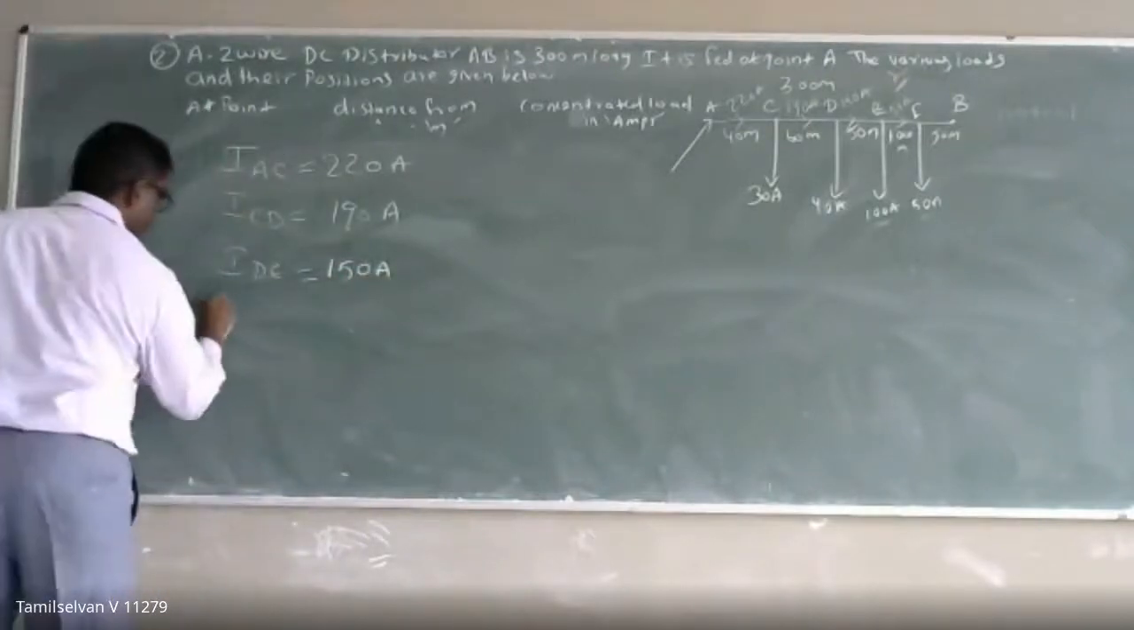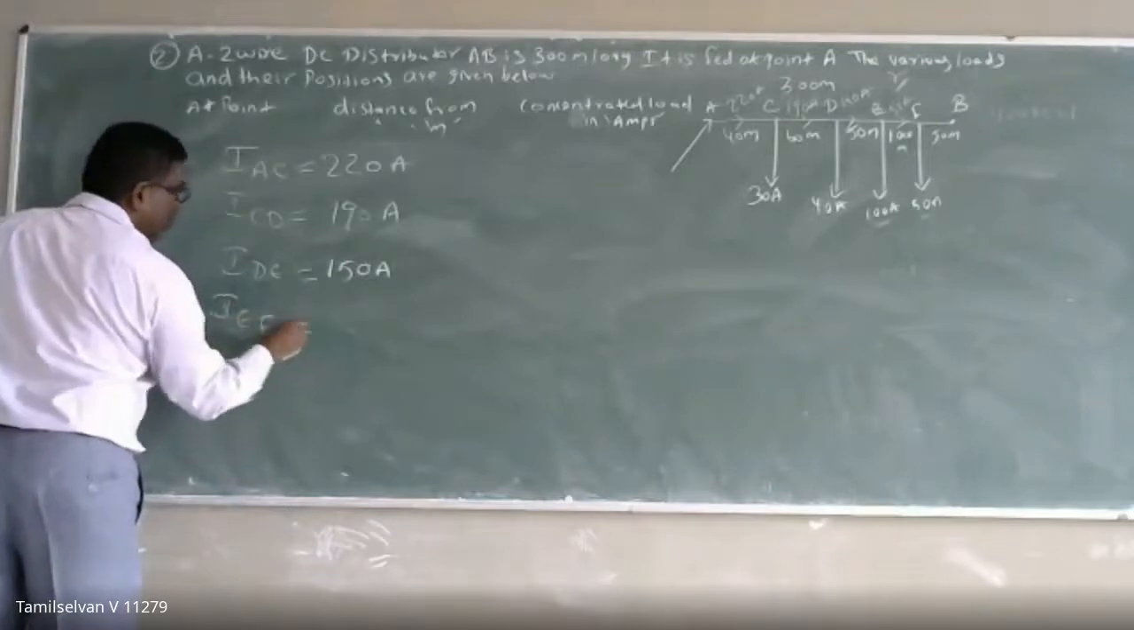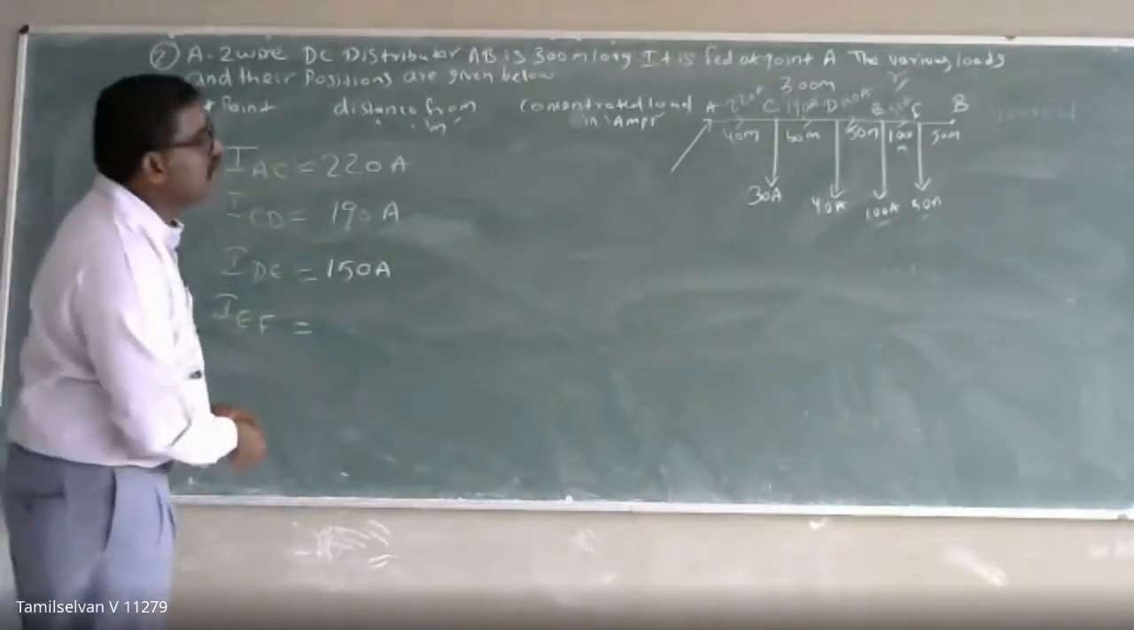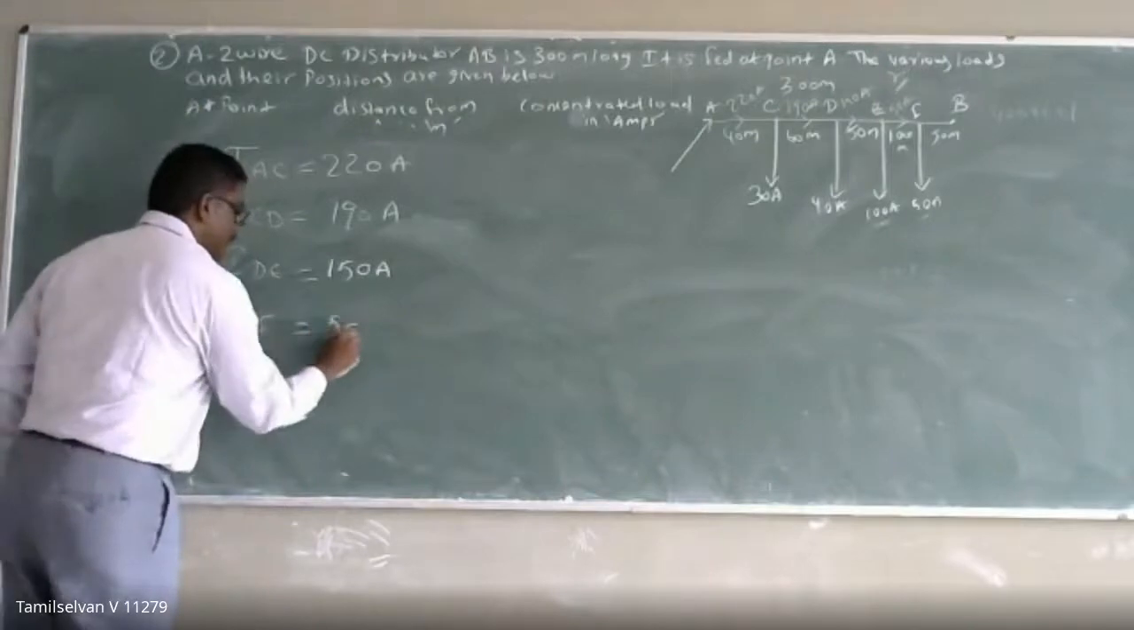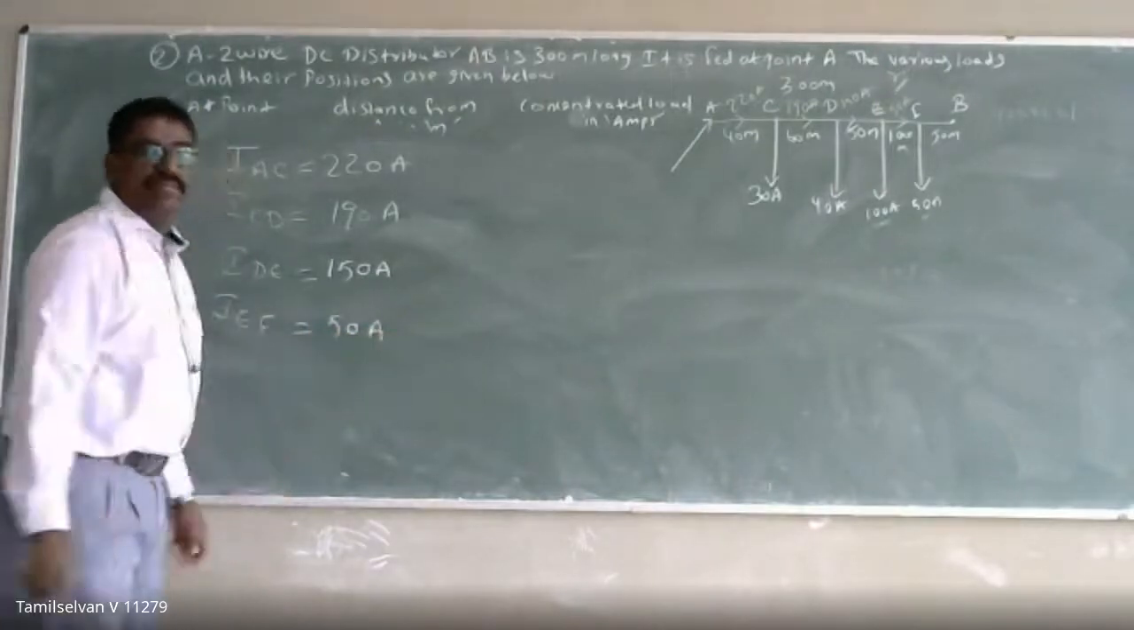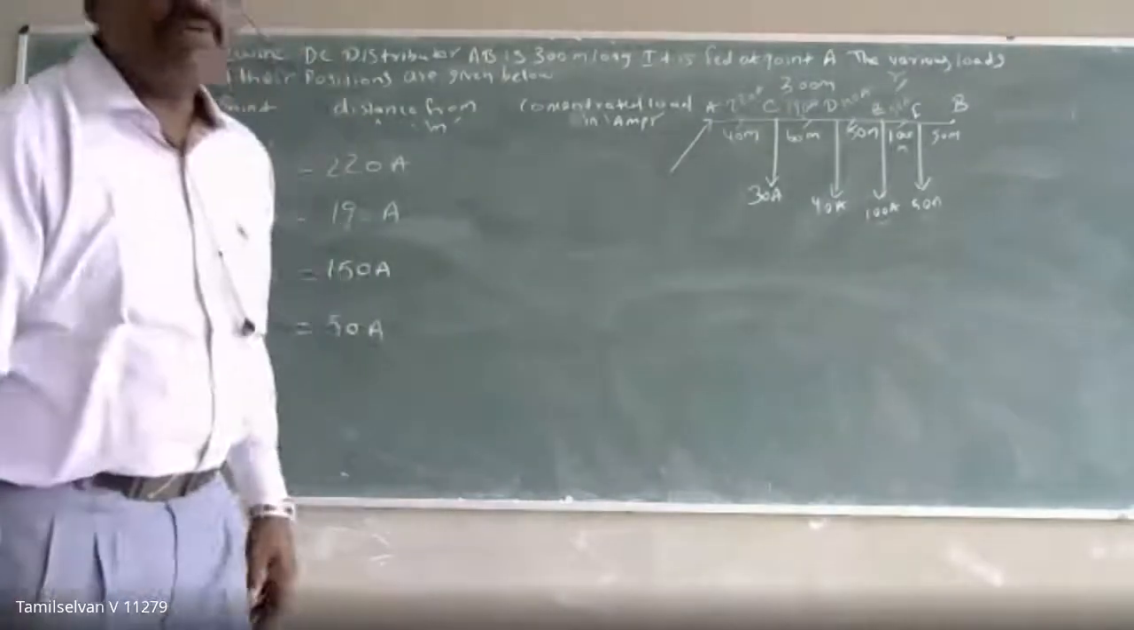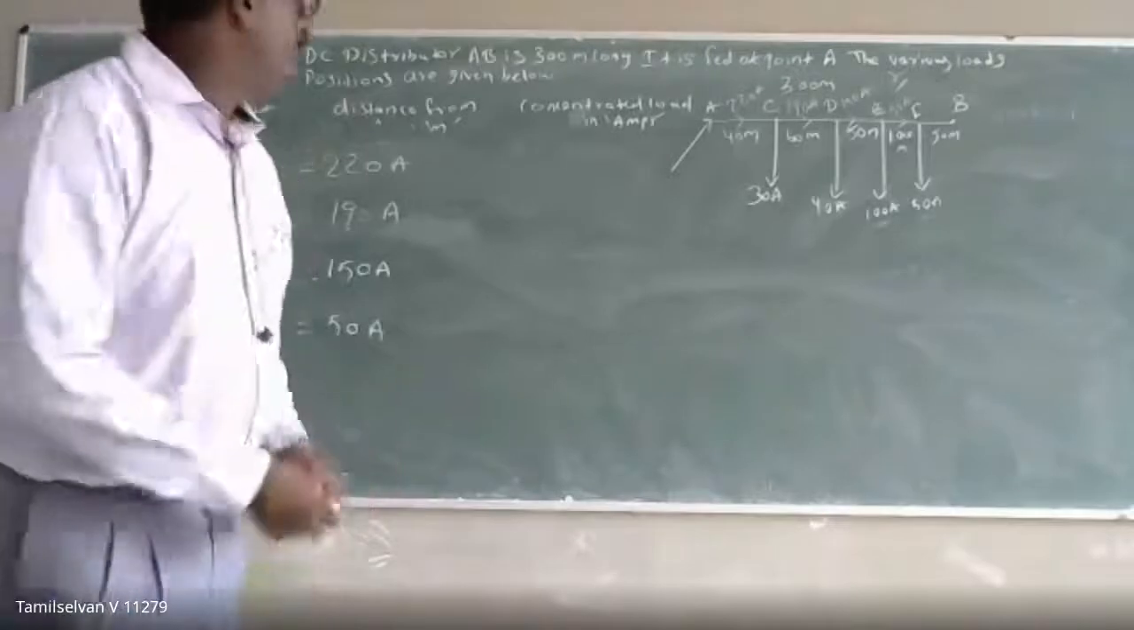Next EF. EF is equal to 50 ampere. So this is my section current. But for calculation, I have to know about my resistance value.